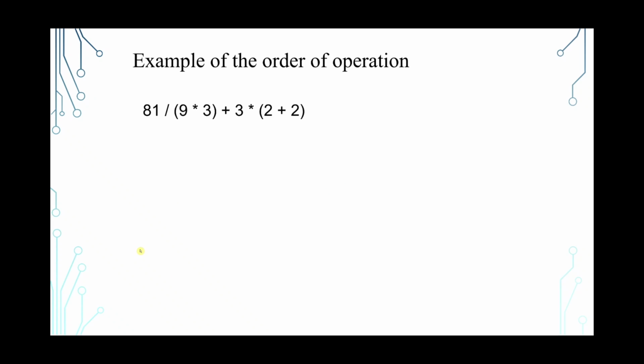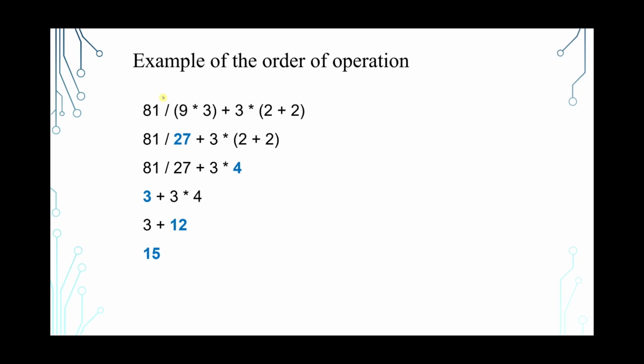Example of order of operations when you have 81 divided by 9 times 3 in parentheses plus 3 times 2 plus 2 in parentheses. So the first thing you would do, the leftmost parentheses. So 27 for the 9 times 3. Then you would do the rest of the parentheses, always going from the left. You did this. Now let's do this one, which gives us 4. So you end up with 81 divided by 27 plus 3 times 4.